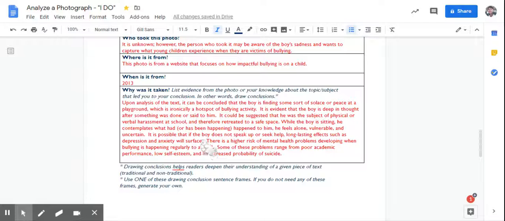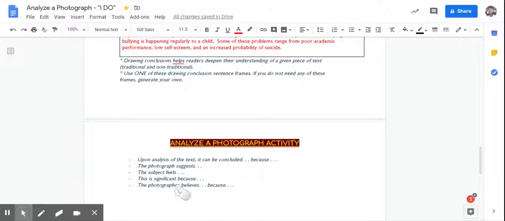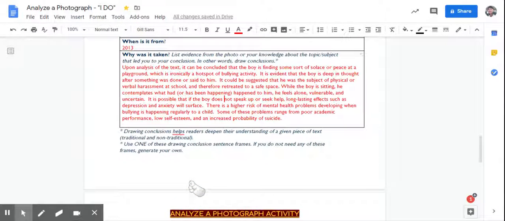I then transition to talking about, okay, if he doesn't speak up, these are some possible long-lasting effects. And then I transition how this could impact his mental health. And I know this to be true because of things I have read online, articles, documentaries, so on and so forth. And you have some experience as well. Okay. Now, like I said earlier, I wove in some other sentences here because it just lends itself to it.